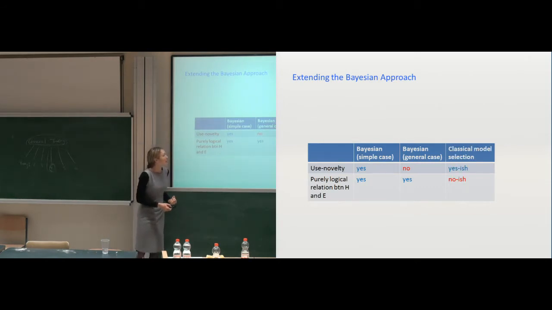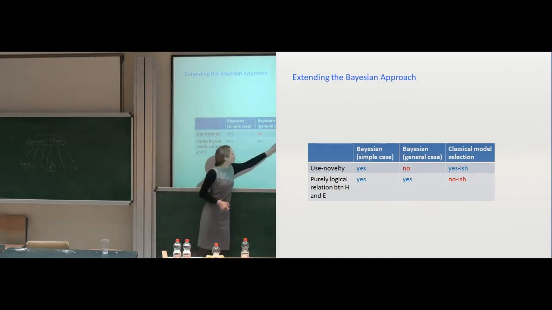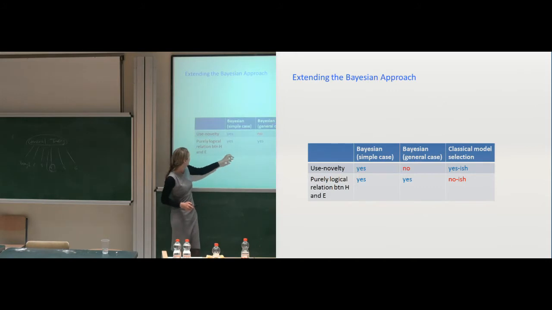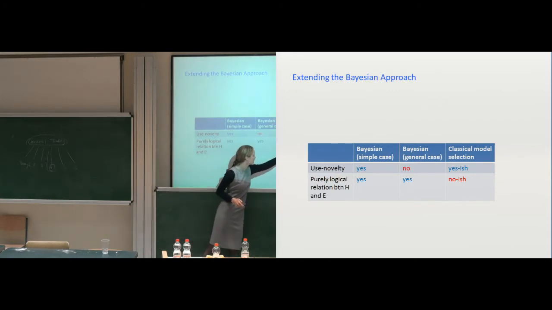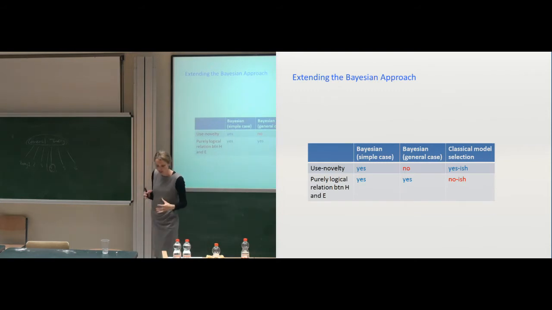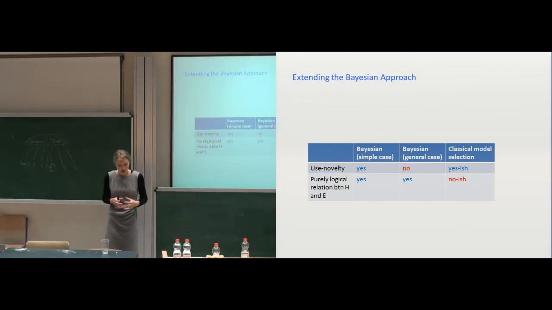Now, this is where I think classical model selection becomes interesting again, right? I'm interested in challenges to the Bayesian approach, and that's that we can, in a way, respect use-novelty according to classical methods, and we don't really get a logical relation between H and E. The procedure comes to matter, but we can stipulate these procedures in quite an algorithmic fashion, right? So it might not be so bad.